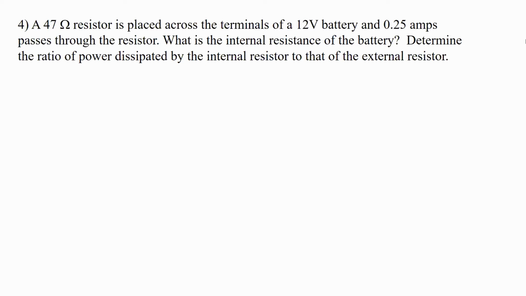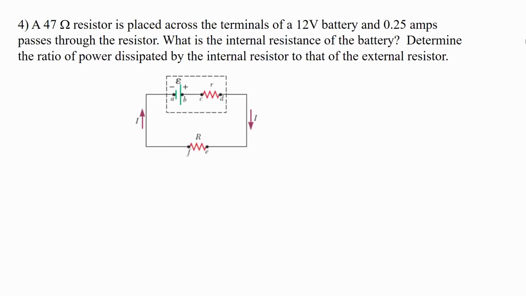And we measure 0.25 amps through the resistor. And so the question is, what is the internal resistance of the battery? And then after we determine that, we want to determine the ratio of power dissipated by the internal resistance to that of the external resistor. All right, so let's put down the circuit diagram.